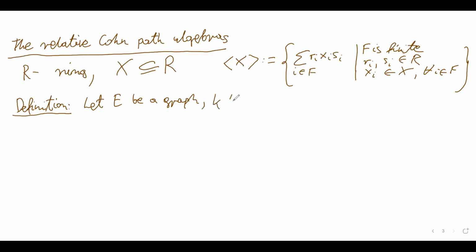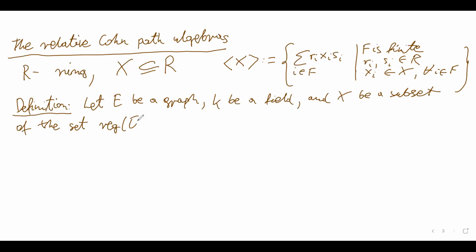Let K be a field, and X be a subset, any subset of the set of all regular vertices in my graph E. So you see, what I recalled for you are exactly the ingredients that I needed to make sense out of this phrase, okay?